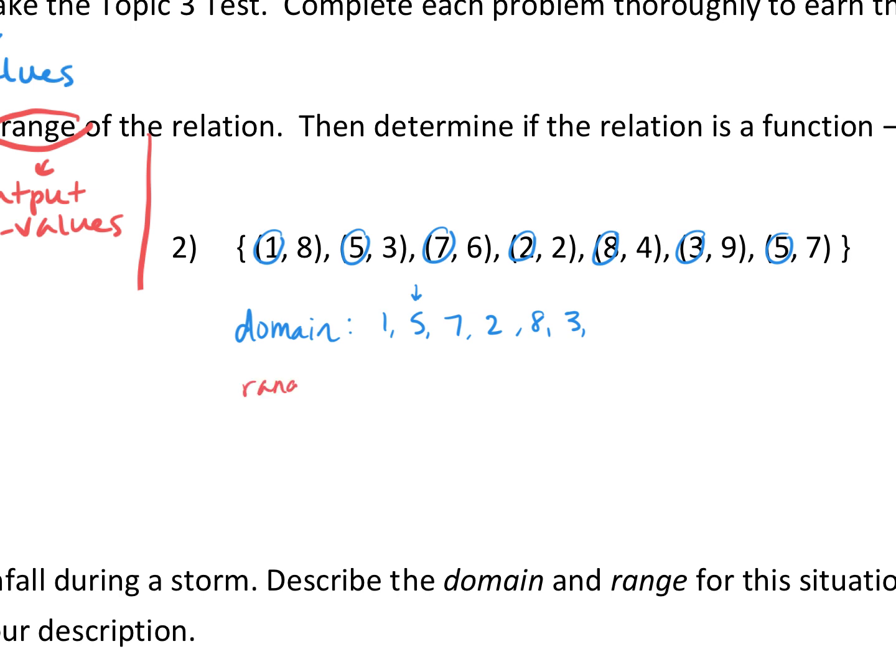Our range is our output, which is all of our y values. So that's an 8, 3, 6, 2, 4, 9, 7.